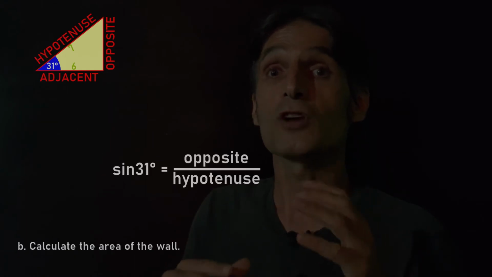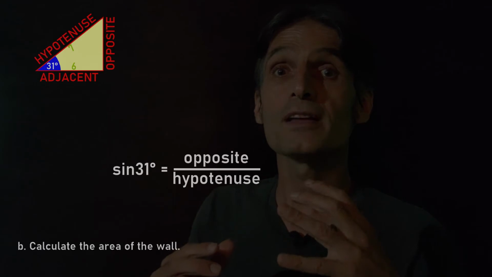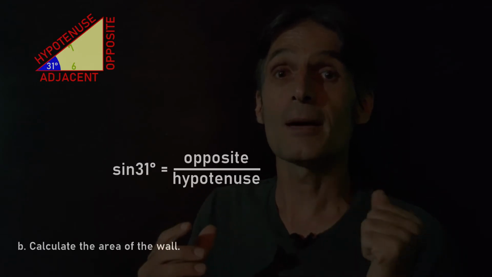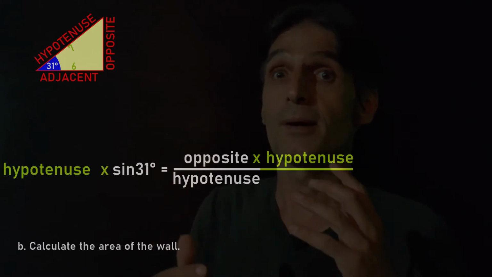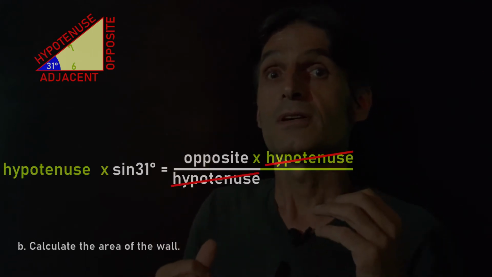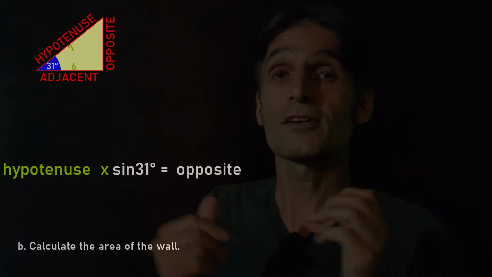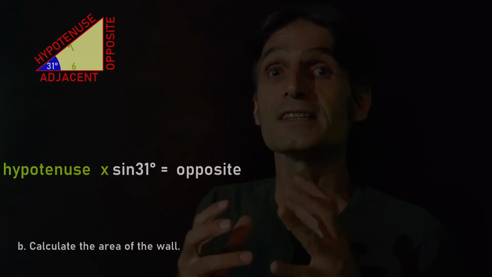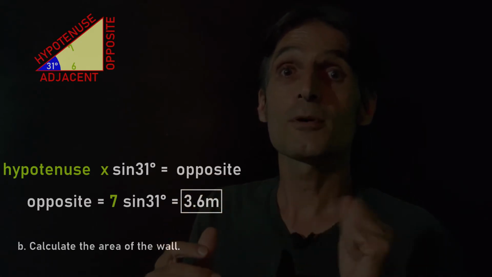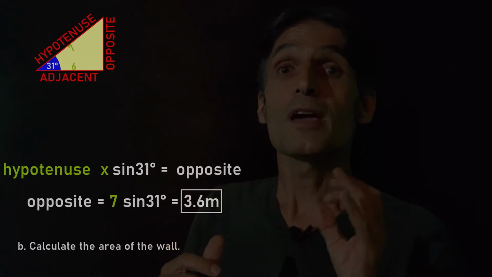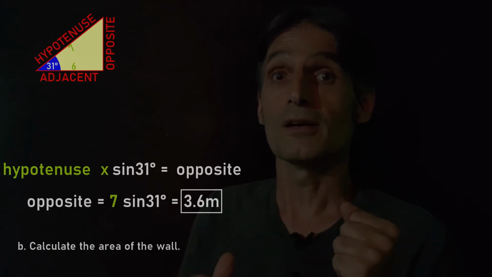Sine 31 equals opposite divided by hypotenuse. I want opposite alone, so I need to neutralize divided by hypotenuse with the proper inverse operation, which is multiplied by the hypotenuse. So I get opposite equals hypotenuse times sine 31. Hypotenuse is 7. 7 times sine 31 equals 3.6. Now we have all the information we need to calculate the area of the triangle.